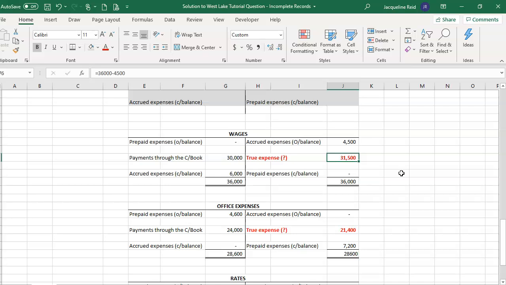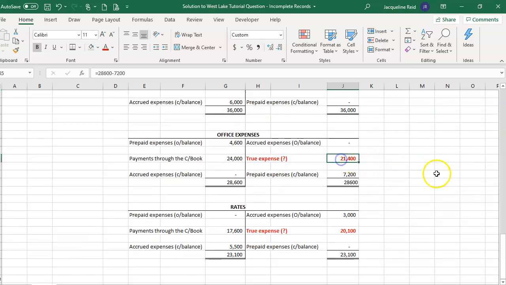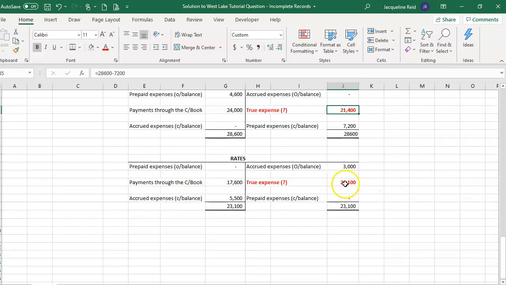31,500 for wages, 21,400 for expenses, and $20,100 for rates. All right, moving along.